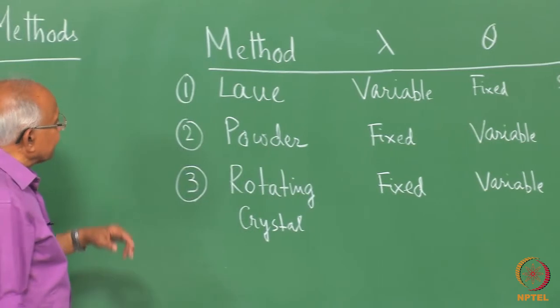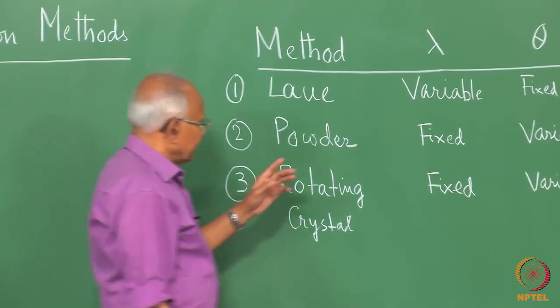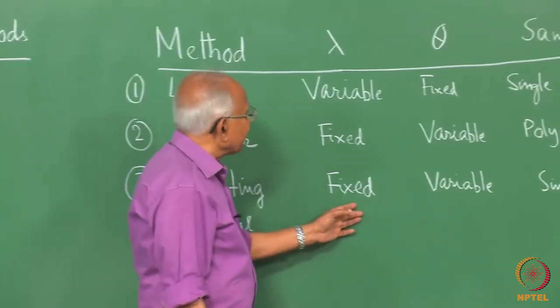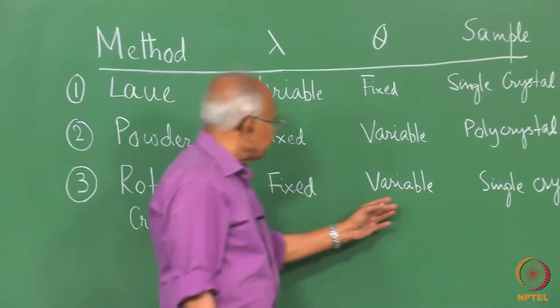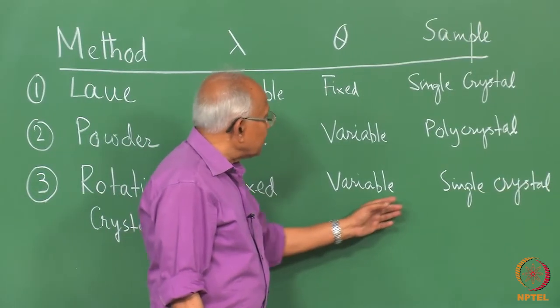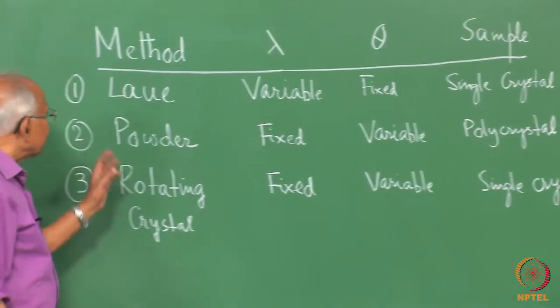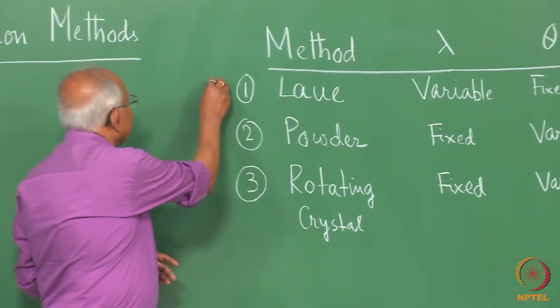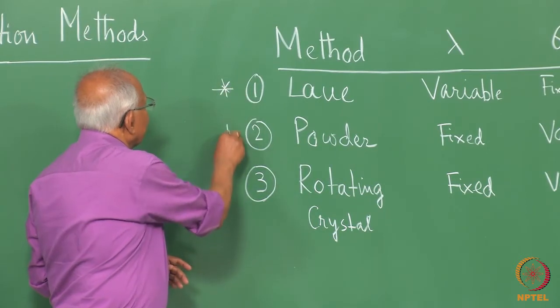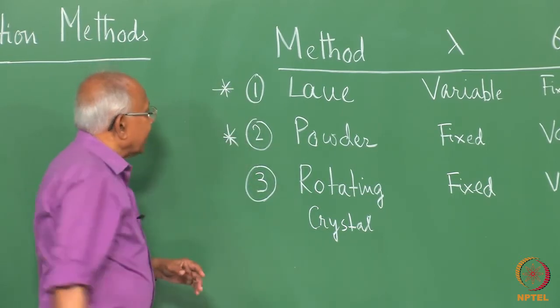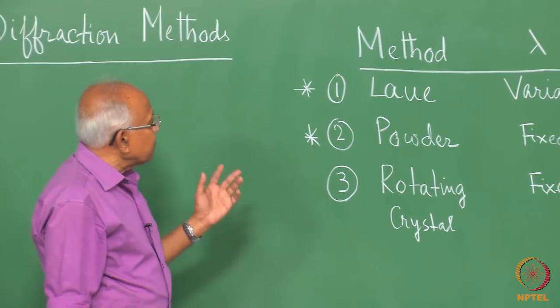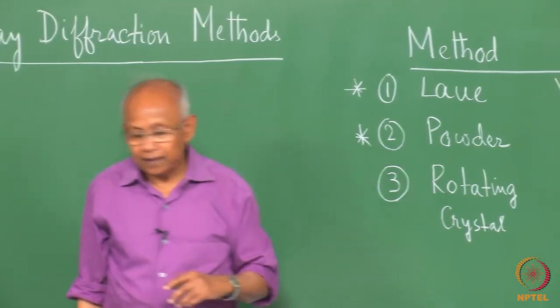In the rotating crystal method, wavelength is a monochromatic wavelength, theta is variable, and we can examine a single crystal. Now, out of these three, I will discuss only the first two, namely the Laue and the powder methods.